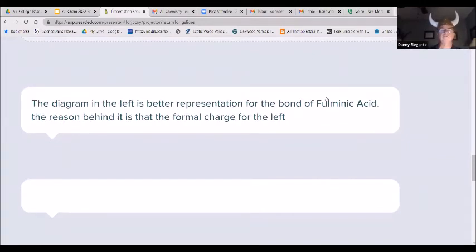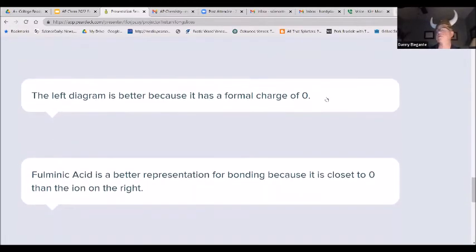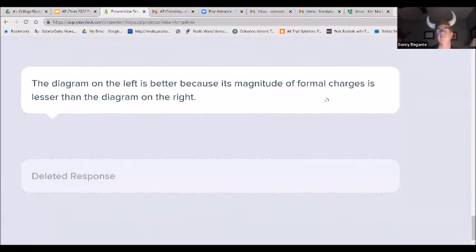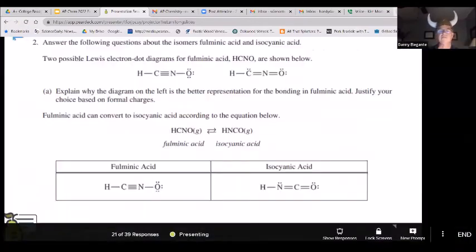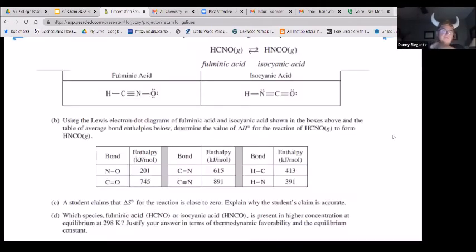The diagram on the left is a better representation of the formal charge for the left. Okay, you just can't throw words at a page and hope they stick. So remember, when it says justify with formal charges, you're going to have to write the formal charge of every single element in that compound, right? Sometimes they ask you about oxidation numbers, base it on oxidation numbers. Make sure that you have assigned oxidation numbers in the equation, because you have to use that data to back up your answer. So justify your choice based on formal charge. Okay, so far so good. I mean, that one's a little tough, but let's see where that goes.